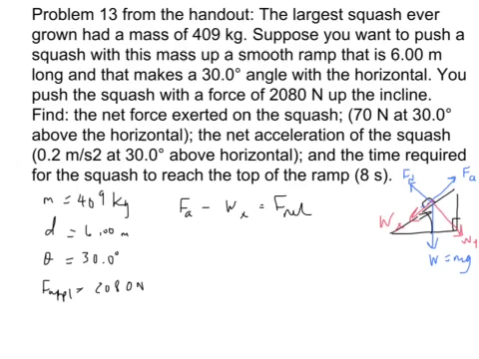So to find F net, you plug in 2080 newtons, and then you're going to have to subtract Wx, which is the x component of this right triangle here. The way that we find the x component, well, it's opposite the angle. So it's mg sine theta. Like that. You plug in mass, 9.81, theta is 30. And for F net, you get this value here, 70 newtons.